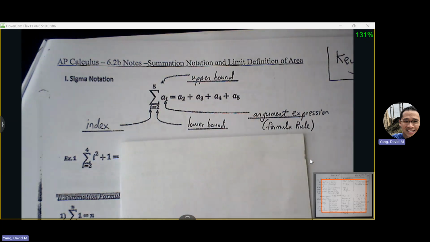So see if you guys can try example 1. We want to find the summation of i squared plus 1 from 2 to 4.